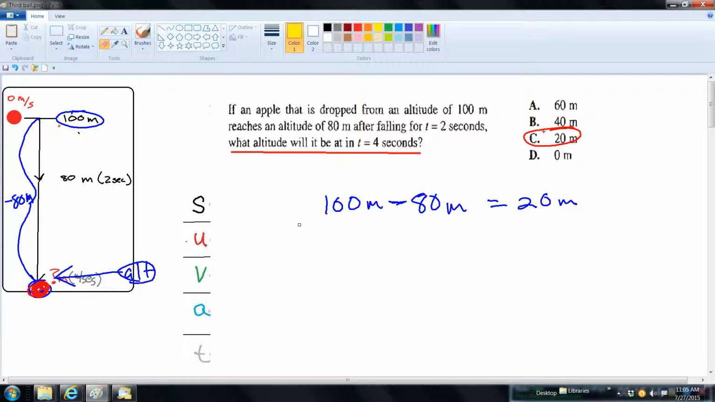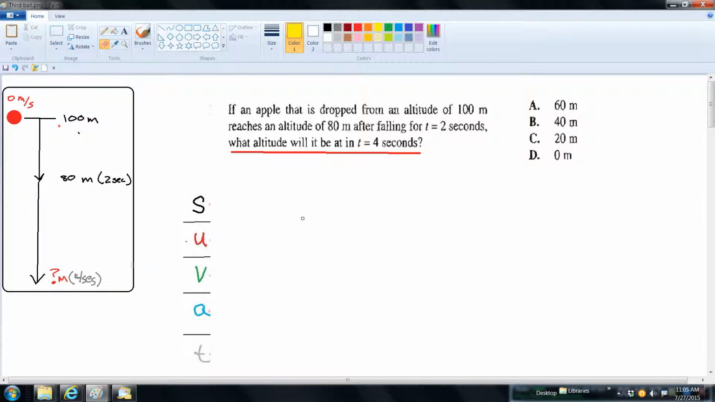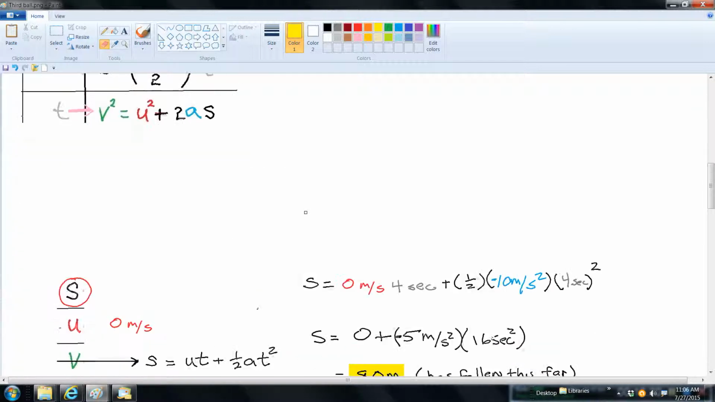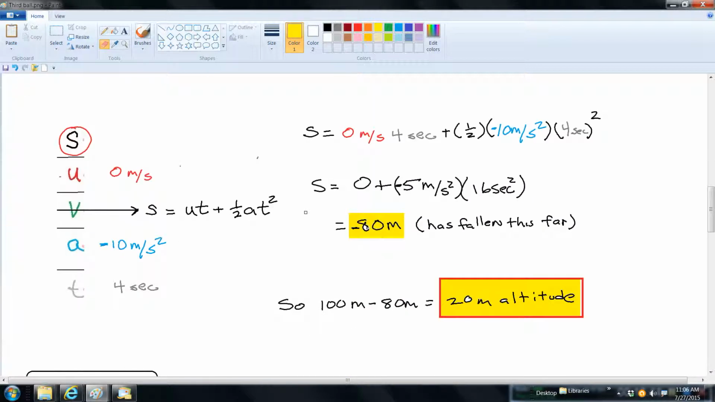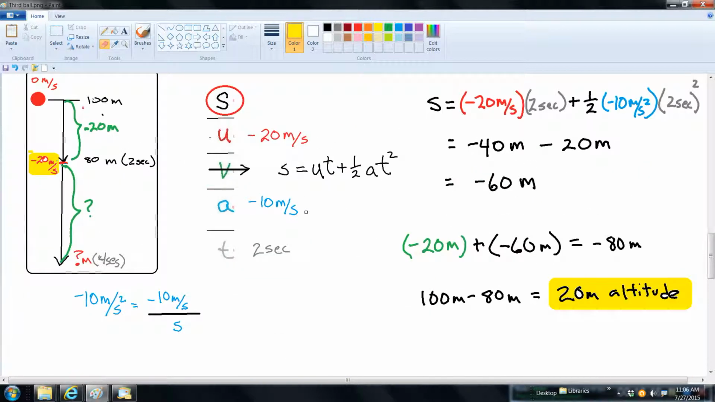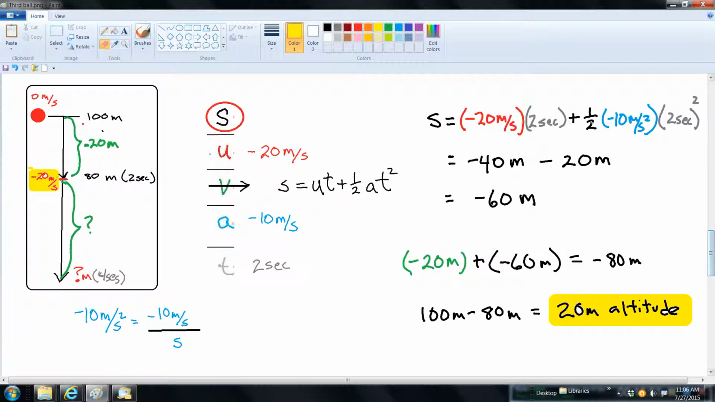And so there's the answer. Now I do want to show you another way to look at this, because I think it's good to see different opportunities to use Suvat. So let's take the same problem. We're going to look for the same thing. We're interested in the altitude, but I just want you to realize that if the ball fell for 2 seconds from here to here, at that 2-second interval, the velocity of the ball would be minus 20 meters per second.